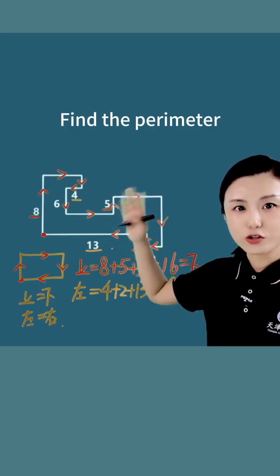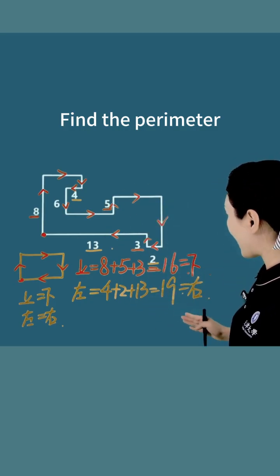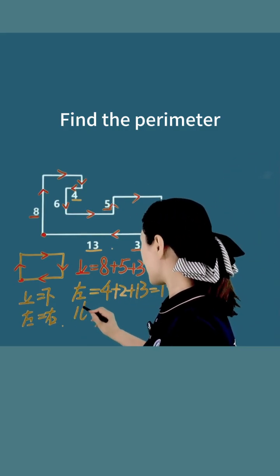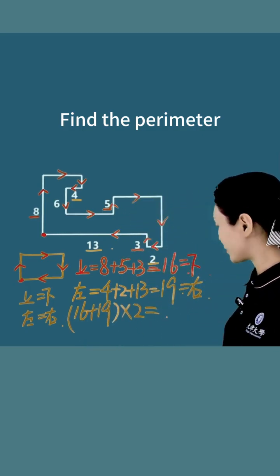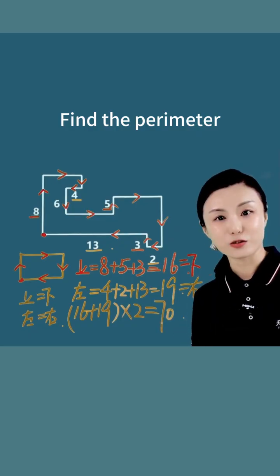So how do you think we should find the perimeter? We just add these 2 numbers together, 16 plus 19, and then what? Then multiply by 2. So what's the final answer? Isn't it 70? Easy to solve. Did you get it?